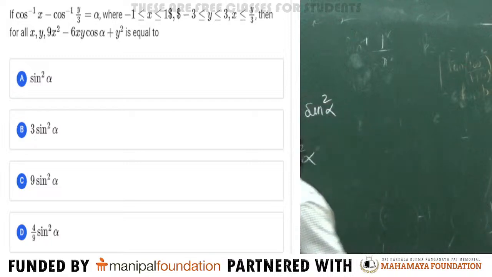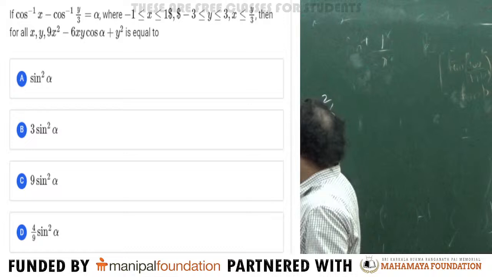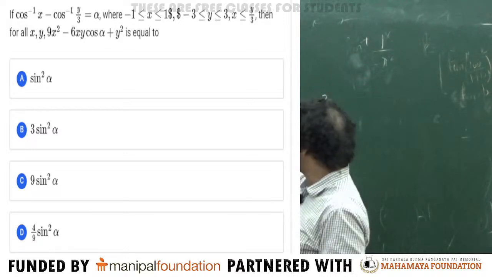See the options. Do you have one option sine square alpha? There is nothing like this. There was no this, okay? Yeah. So what you have to do is you just multiply throughout by 9.